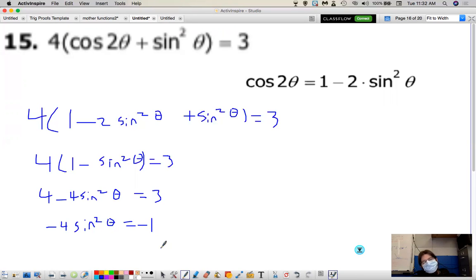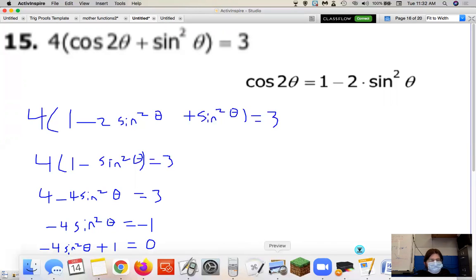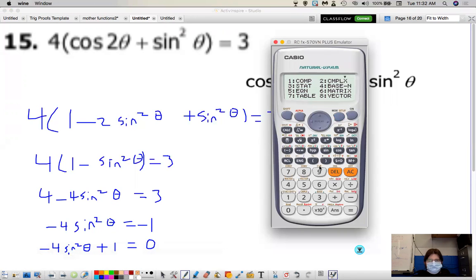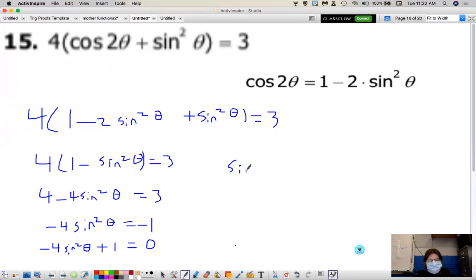I'm going to make it a quadratic. It's quadratic. I'm going to get it in standard form. You could also use the square root property if you prefer, but I think this way is going to be easier. Mode 5, 3, negative 4, 0, 1, half and negative a half. That's what sine of theta is equal to.